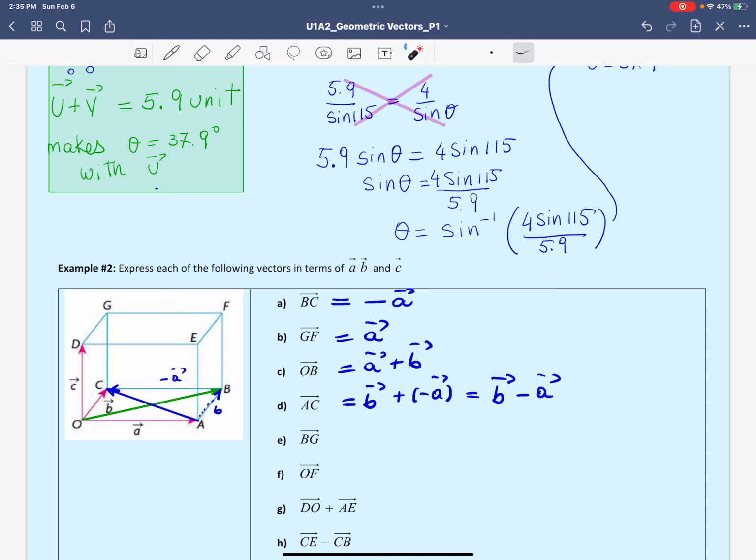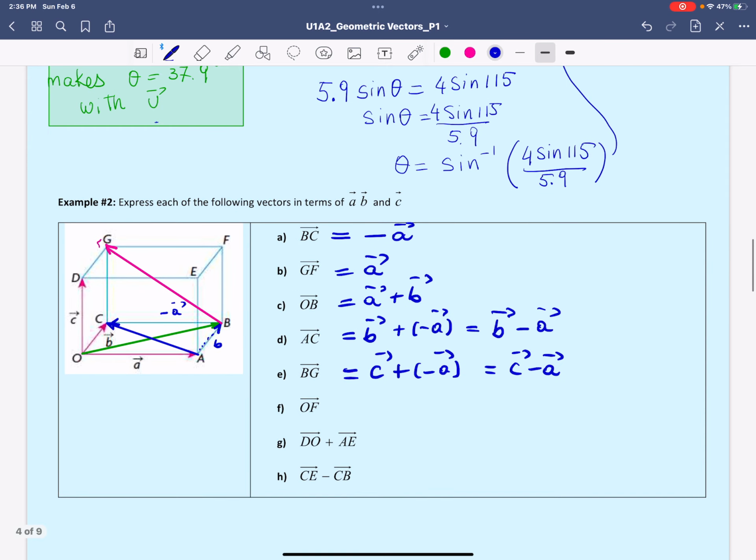Now let's take a look at vector BG. BG starts at B, ends at G. Let's draw this, and we'll make it pink. So here goes vector BG. When you look at vector BG, we can interpret it as the sum of vectors BF and FG. Now vector BF is the same as OD, so that's C. And vector FG is the opposite of A, so that must be C plus negative A. So that makes vector BG equal to C minus A.